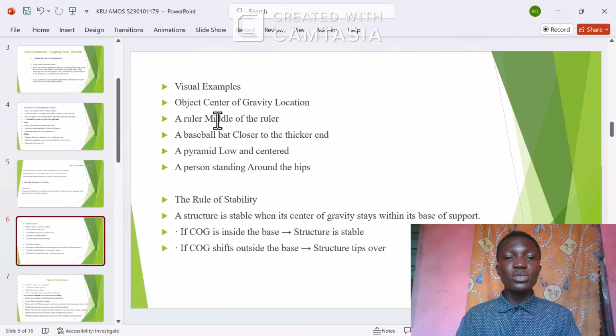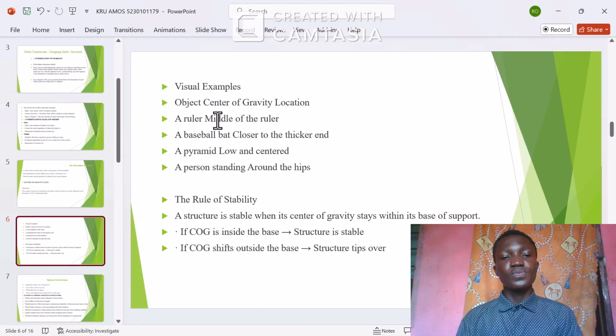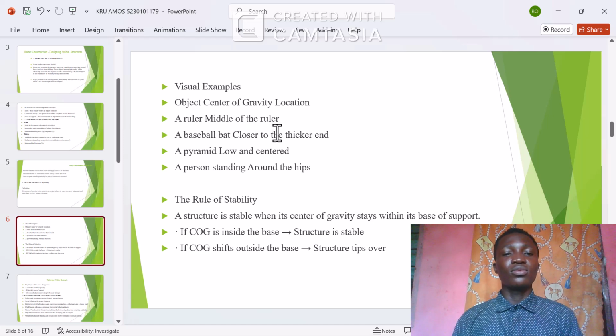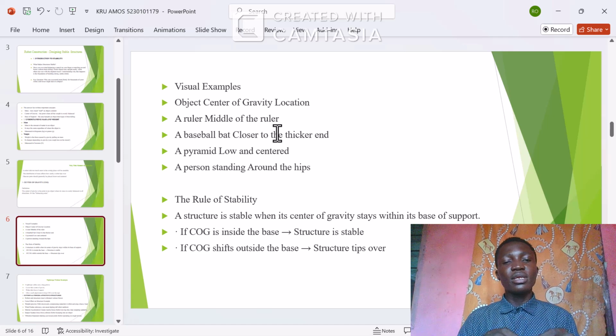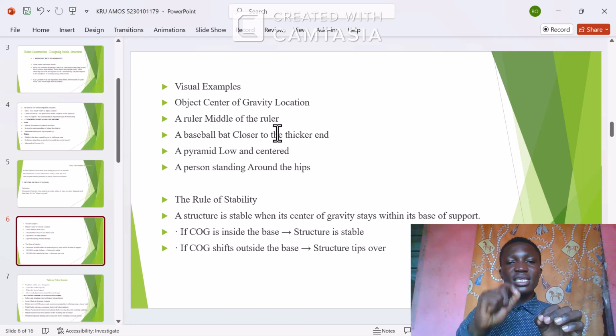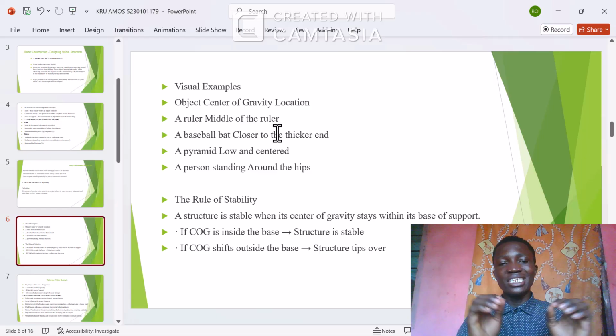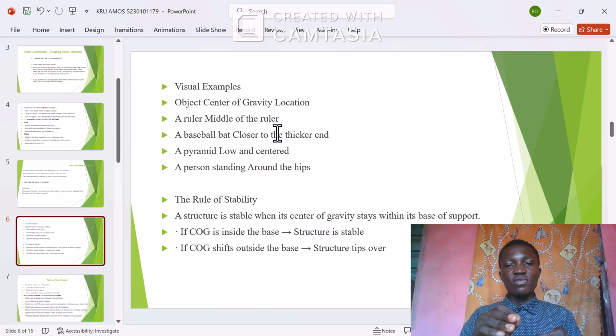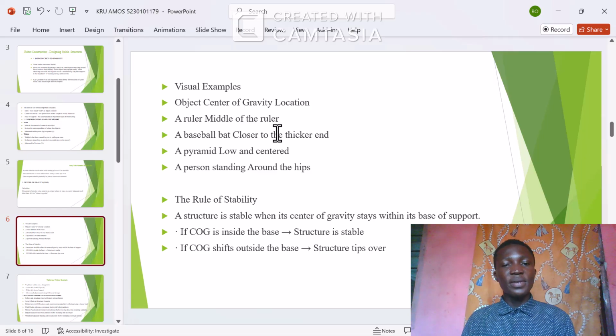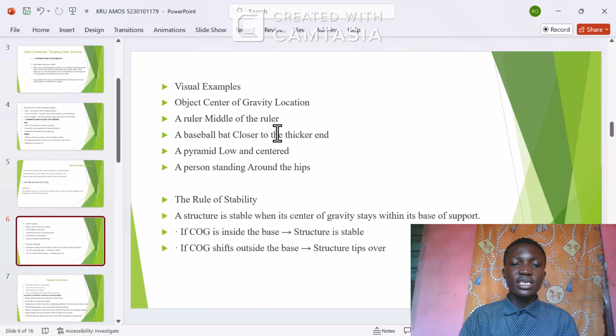Visual examples of center of gravity location. The ruler: the middle of the ruler. When you take a ruler, the middle of the ruler becomes the center of gravity. A baseball bat: closer to the thicker end. A pyramid: low and centered. A person standing: around the hips.